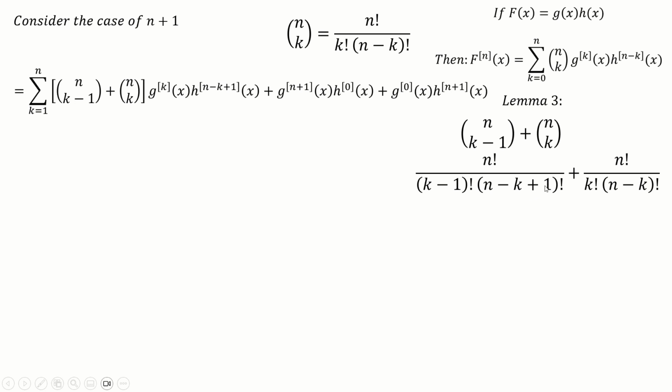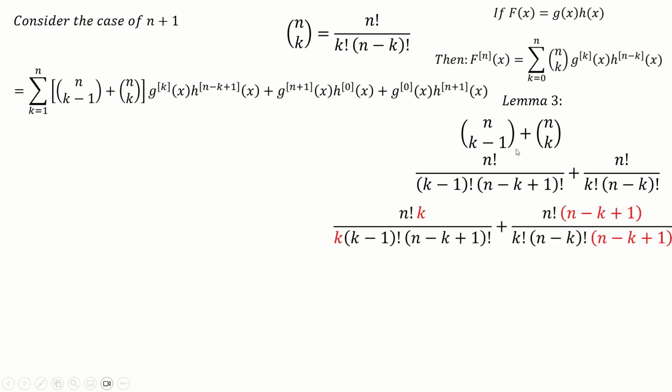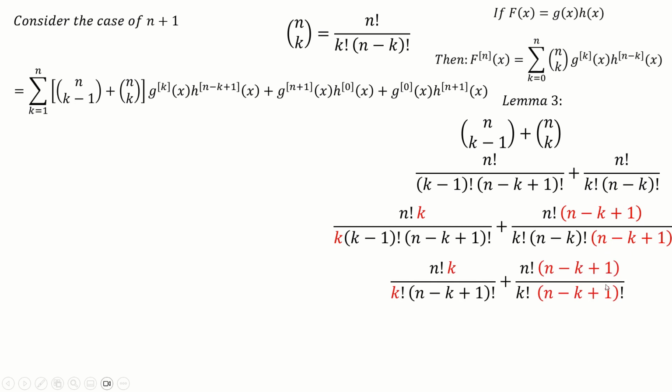Now, adding fractions then, what do we need? We need the same denominator. So let's times this fraction by k over k. And the reason I've done that is because k times k minus 1 factorial is k factorial. So that's pretty cool. That's going to match with this one now. And we're going to times this fraction over here by n minus k plus 1. Because again, this red bit here is 1 more than this n minus k here. So therefore, these two terms combine together to make n minus k plus 1 factorial.